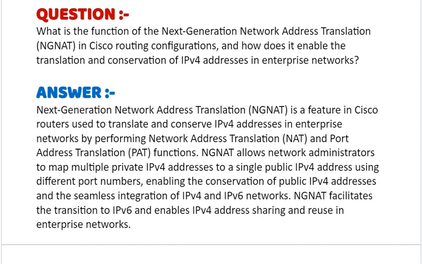NGNAT allows network administrators to map multiple private IPv4 addresses to a single public IPv4 address using different port numbers, enabling the conservation of public IPv4 addresses and the seamless integration of IPv4 and IPv6 networks. NGNAT facilitates the transition to IPv6 and enables IPv4 address sharing and reuse in enterprise networks.